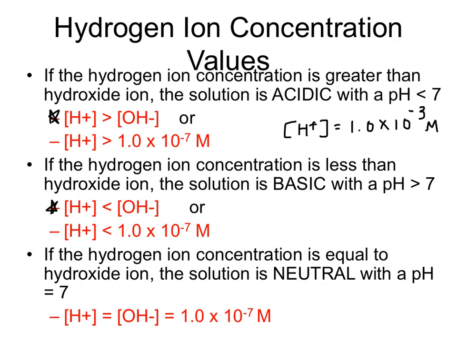The hydrogen ion concentration will be less than 1 times 10 to the negative 7th. An example of this would be something like 1 times 10 to the negative 11th in molarity. And if your solution is neutral, the hydrogen and the hydroxide ion concentration will equal each other, and a pH of 7 will exist.